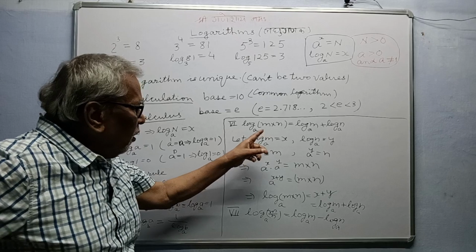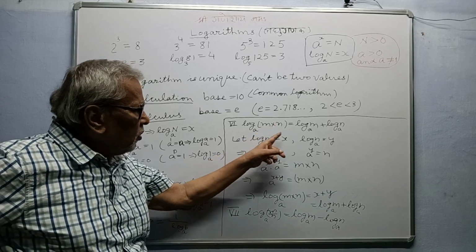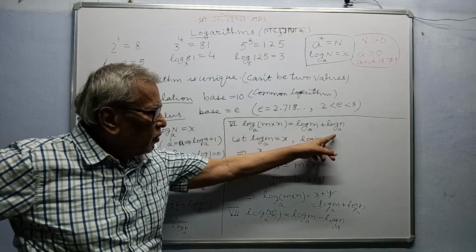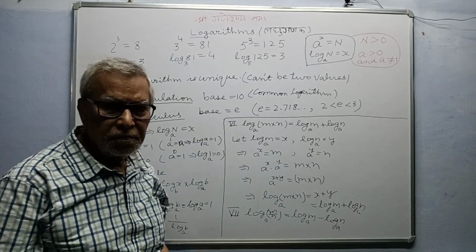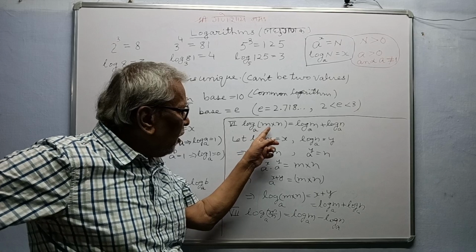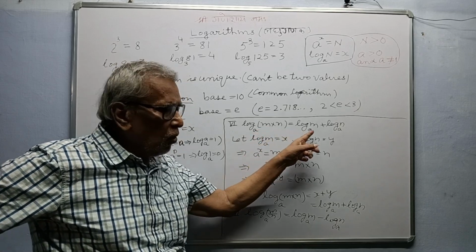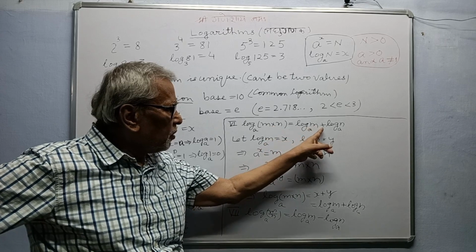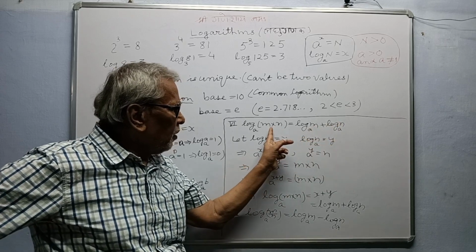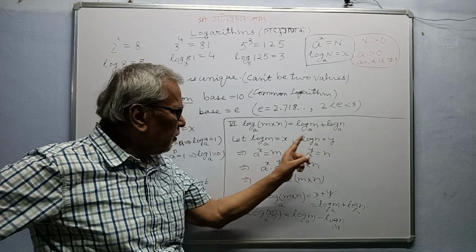Sixth, log m into n to the base a is equal to log m to the base a plus log n to the base a. Here multiplication sign, here addition sign.